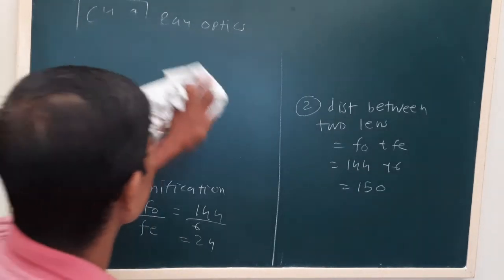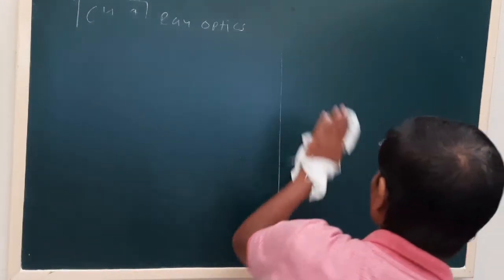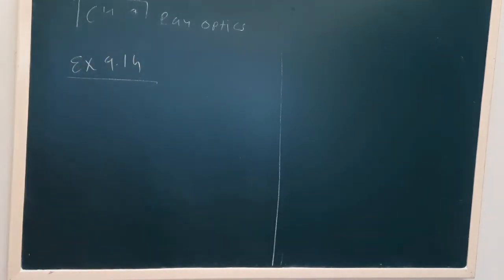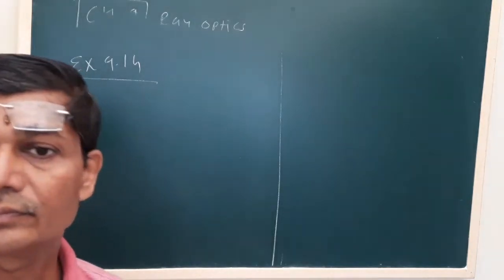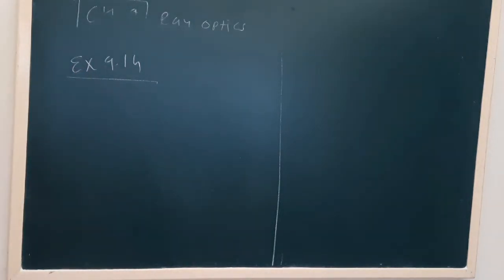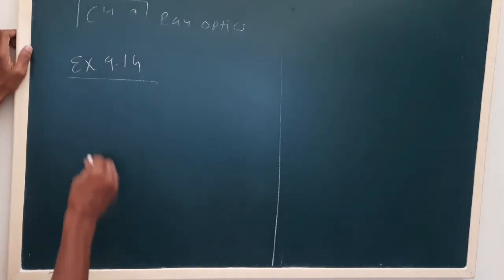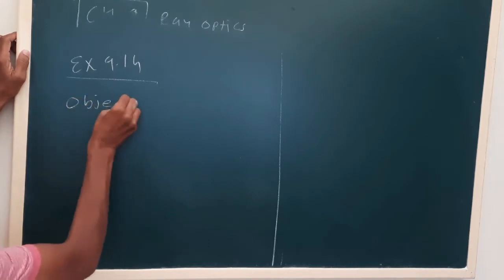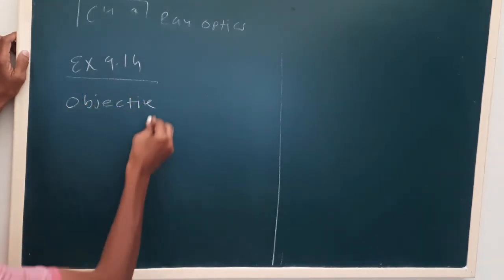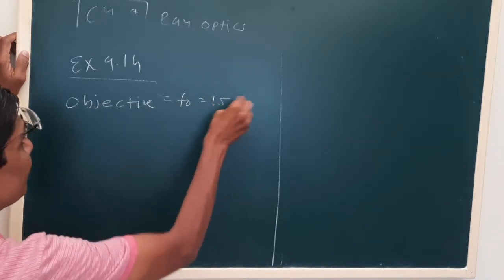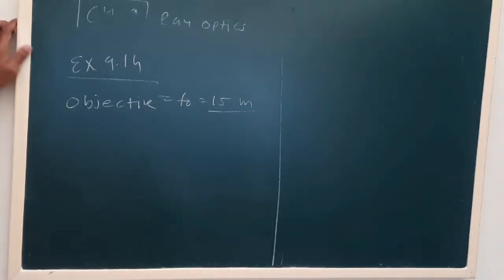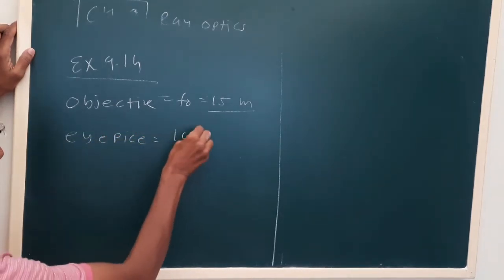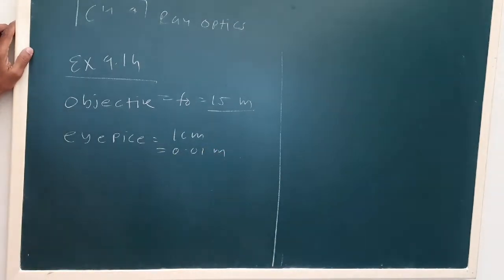Now next is exercise sum number 9.40. Now in an astronomy club, see a very large telescope is given. Objective focal length is 15 meter, and eyepiece is 1 centimeter. Now we should keep both in the same unit system.